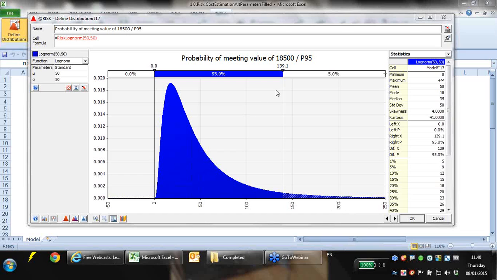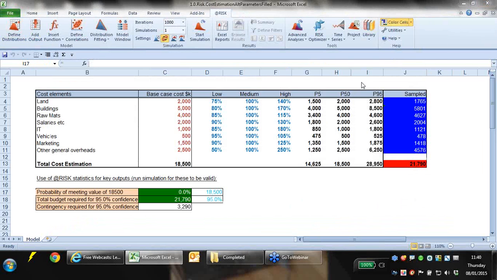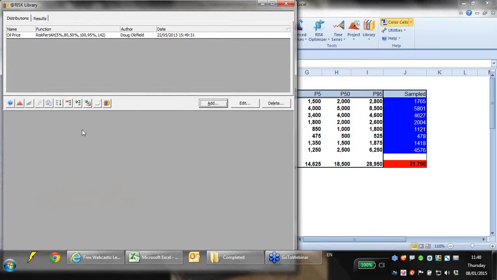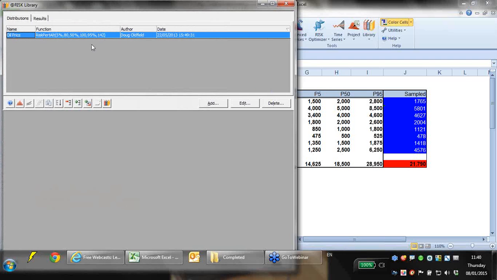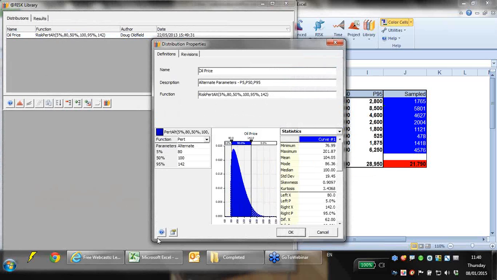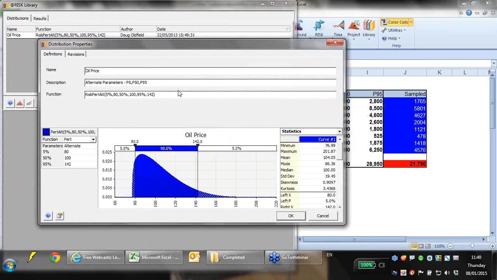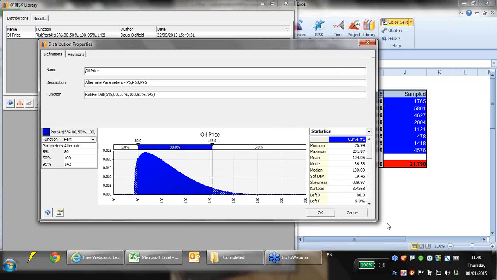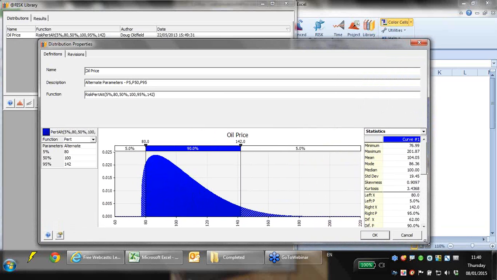But you could use something like the alternate parameters to set something up. This is a bit of a diversion, just talking about oil price. I actually set up a distribution for oil price. I've got lots of customers in the oil and gas industry, so the @RISK library enables us to set up distributions for oil price, and this is what I set up a year or so ago, where my P5 was 80, my P95 was 142, and my P50 was 100, which just goes to show what I know about oil price, considering it's now more like $50 a barrel.